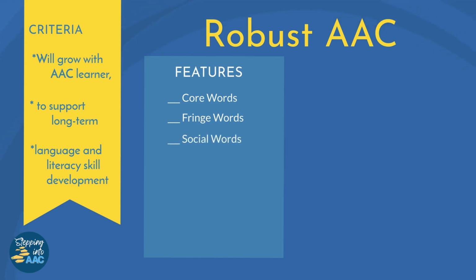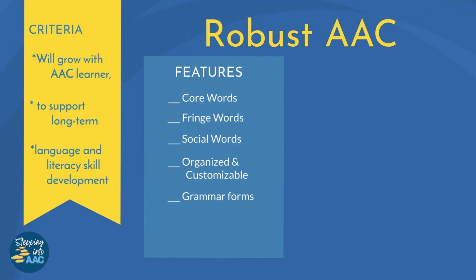Next up is social words. Communication is all about connection. Think greetings or comments. One of the key features of robust AAC is that it is organized and customizable. Language is pattern-based, and so must AAC be. Navigating should be logical, and there should be space to add words that are unique and valuable to the AAC learner. Grammar forms such as plurals and verb tenses are also needed to develop language skills.